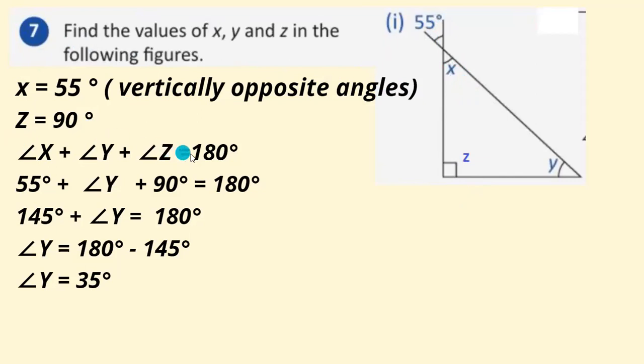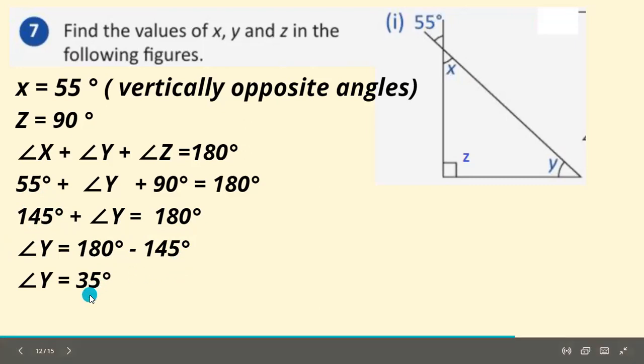Using the angle sum property, that is x plus y plus z is equal to 180 degrees, apply the values of x and z here to find the value of y. So 55 plus 90 is 145. So 145 plus y is equal to 180. Now we need the y answer. So bring this 145 to the other side, so it will become minus 145. So 180 minus 145 is 35.